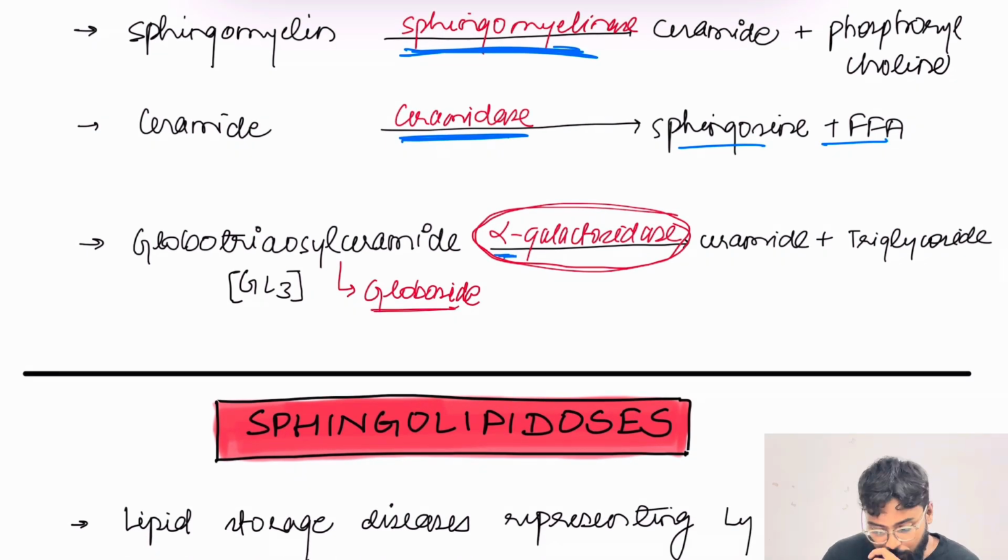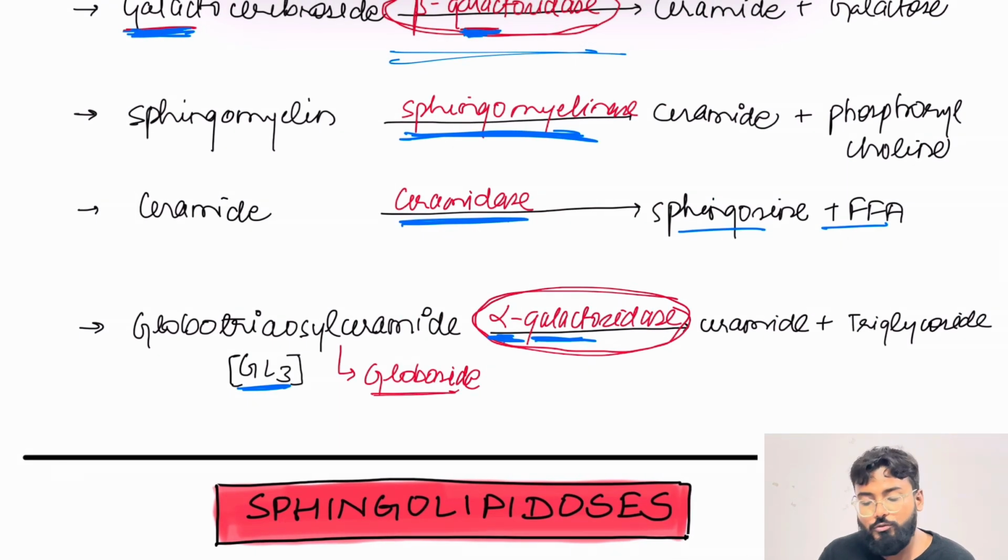Next is a type of globoside, that is GL3, which is broken down to ceramide and trihexoside, and the enzyme responsible is alpha galactosidase. So here we need to remember alpha and we need to remember galacto. So here it is alpha galactosidase.